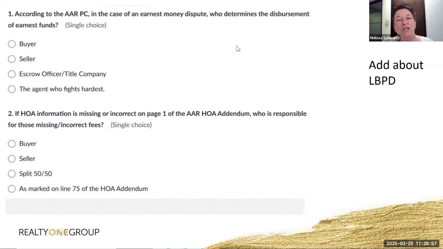According to the AAR purchase contract, in the case of an earnest money dispute, who determines the disbursement of earnest funds? Buyer, seller, escrow officer, title company, or the agent who fights the hardest? Love that. Go for it. Escrow and title. Number 2, if HOA information is missing or incorrect on page 1 of the AAR HOA addendum, who is responsible for those missing or incorrect fees? Buyer, seller, split 50-50, or as marked on line 75 of the HOA addendum.